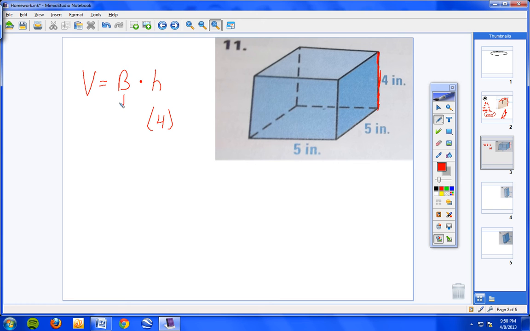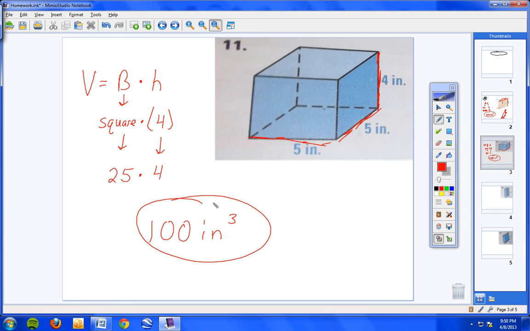Now the base is a what? Is it not a square or a rectangle, whatever you want to call it? Sure it is. It's a square. And look, 5 by 5. One side is 5, this side is 5. How do you find the area of a square? Well, length times width. So the area of the square is 25, so that's the area of the base, times the height. Bring your 4 on down. So the answer is 100 cubic inches. 100 cubic inches. Good.